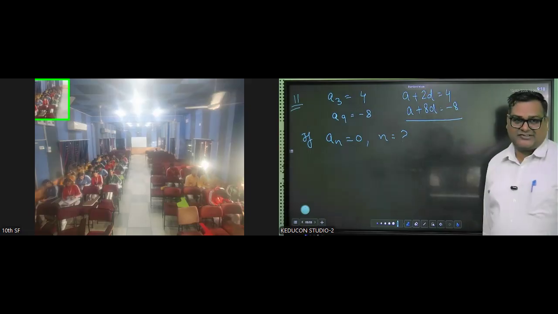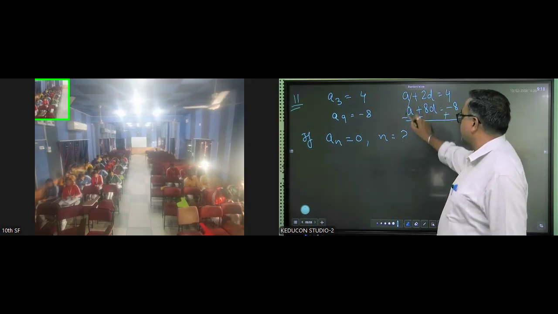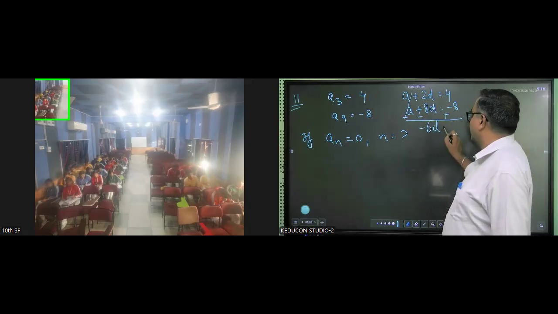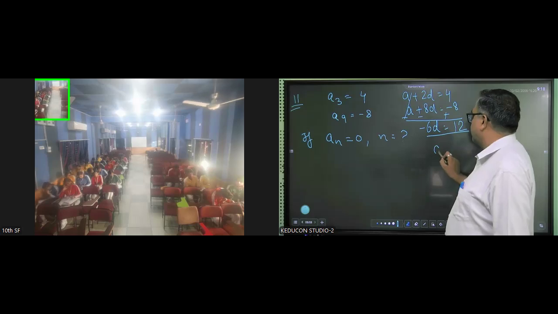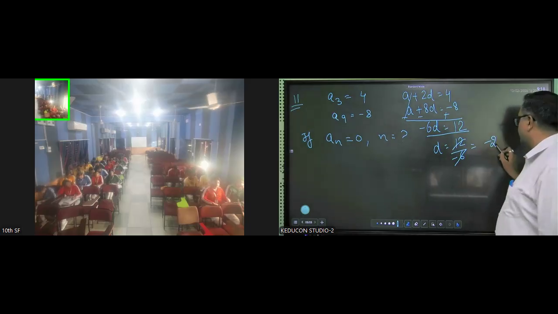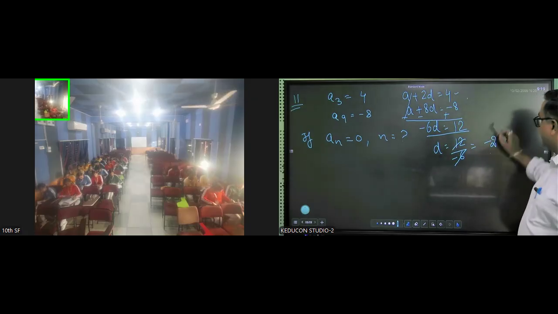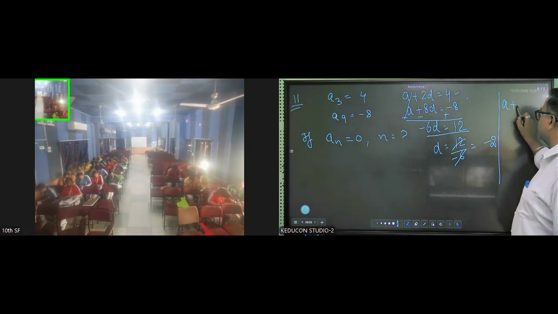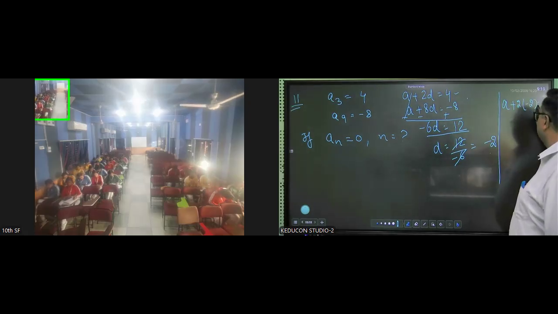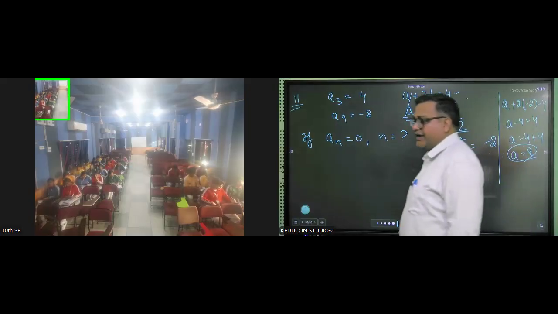Now these two linear equations. Solve these two linear equations, students. Subtract them, this cancels out. Minus 6d is equal to 12. And d will be equal to 12 upon minus 6, that will be minus 2. Now you have got d. Put the value of d in any of these equations and find a. When you put d in the first equation, a minus 4 equal to 4. a is 4 plus 4, so that means a is 8.